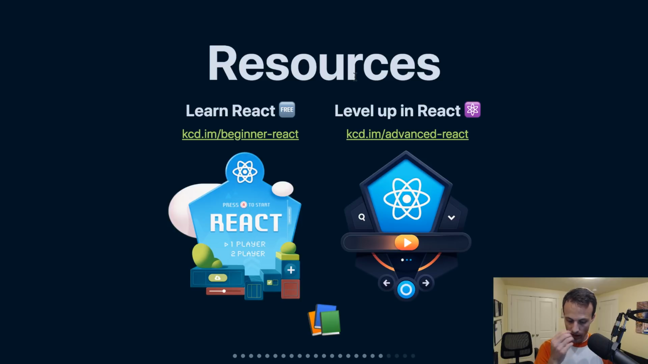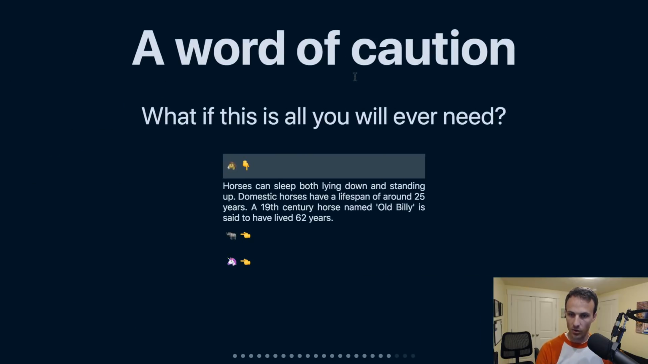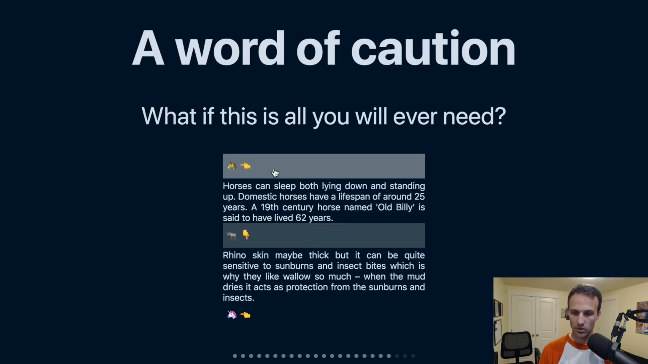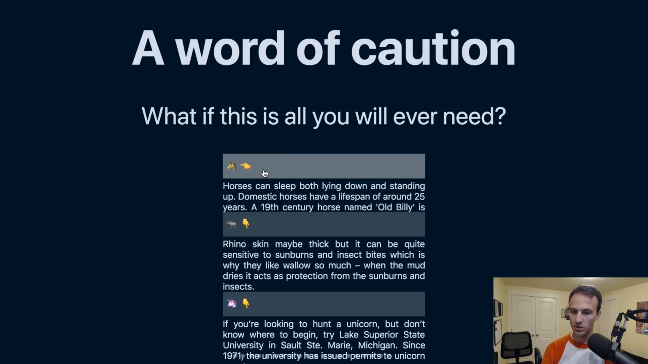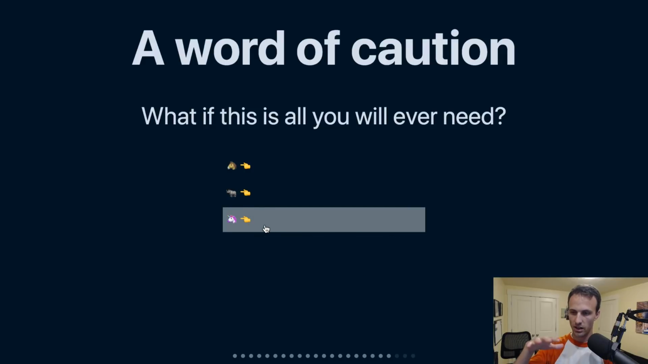And I wanted to add a word of caution just before I wrap things up. So what if this is all that you ever will need for your accordion component? Let's say that we built this accordion component, this 37 lines that's super flexible, and we used it like this, and we shipped that, and for like a year, that's all we ever needed, was just this one use case.